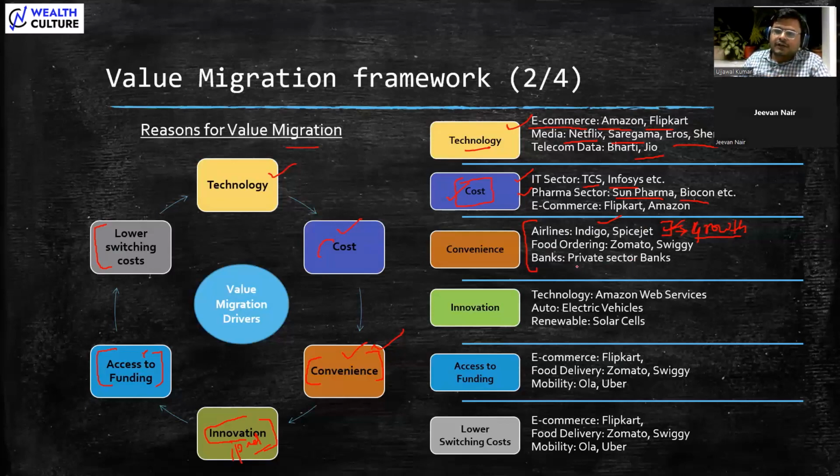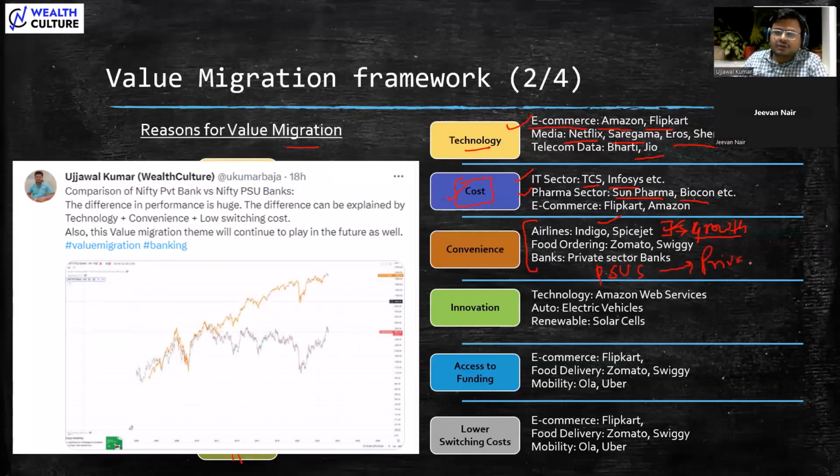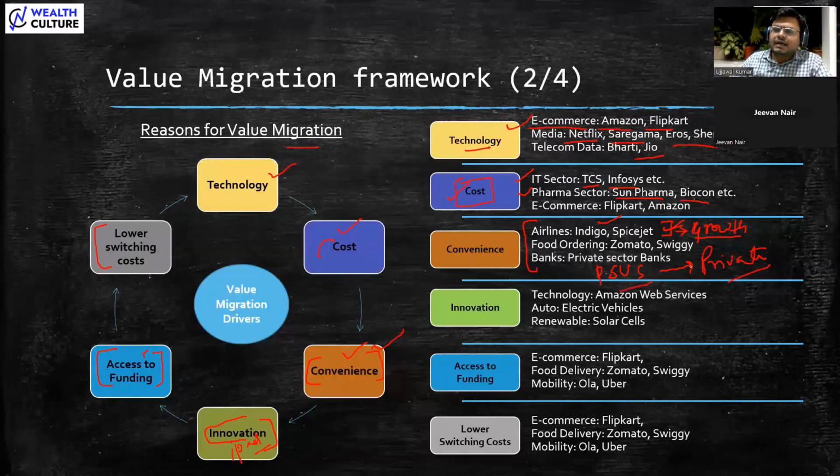Banks, we are seeing value migrate from PSUs to private sector. In fact, I just put a tweet this afternoon about what's the sort of value creation that has happened in private sector banks versus PSU banks. And this started in the year 1995 after RBI started giving licenses to private banks. And I think HDFC and ICICI were the very first private banks to apply for that license. So we've seen this transition happening from PSU to private, right?